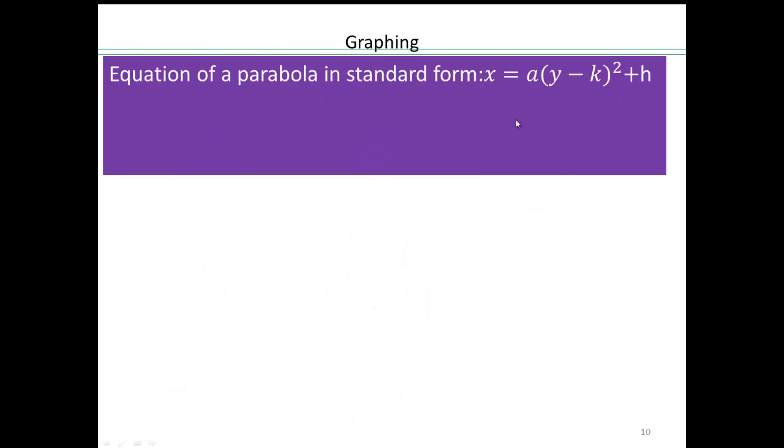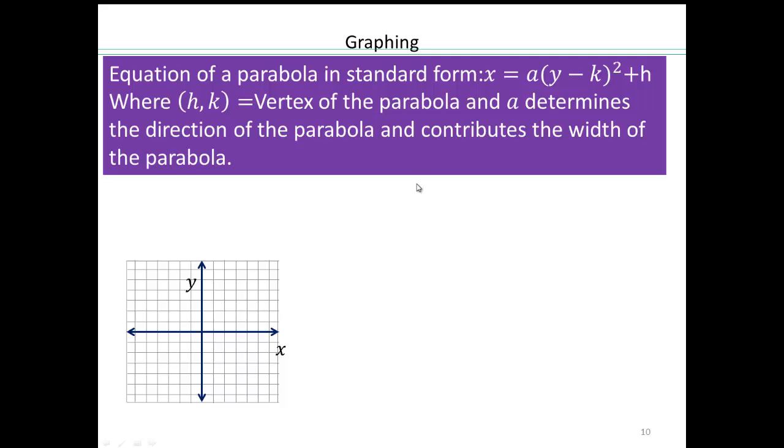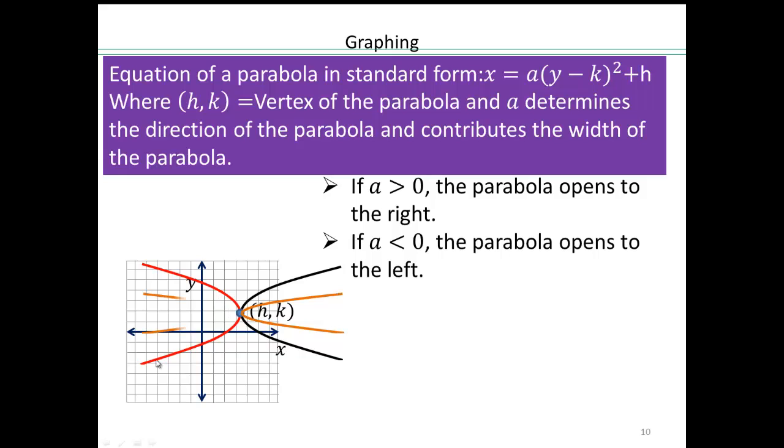If you have a parabola in the form x equals a times y minus k squared plus h, again hk is your vertex, except now the parabola is going to open sideways. So hk is your vertex. If a is greater than 0, it will open to the right. If a is less than 0, it will open to the left. And again, the effect of a, depending on whether it's bigger than 1 or smaller than 1, is the same as before, where this is going to be a greater than 1. This is going to be a between 0 and 1.